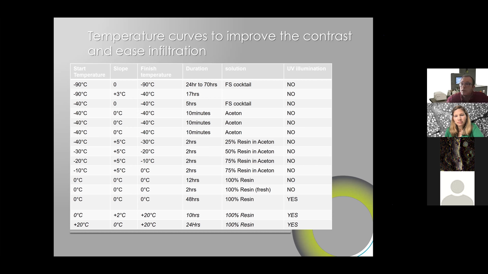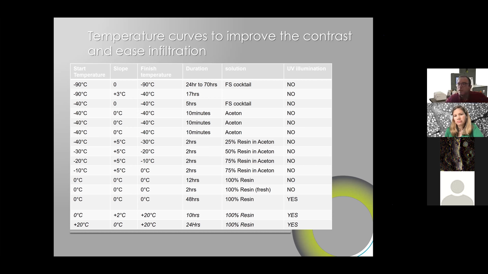So I'm also looking into raising the temperature more progressively along with the embedding steps with the resin, up to reaching 0 degrees Celsius with 100% resin, so that basically the embedding will be better, infiltration would be easier, and the handling of the resin on its own will be as good as Lowicryl, hoping that we will preserve the ultrastructure and have a better embedding. So this is something which is also in the pipeline.